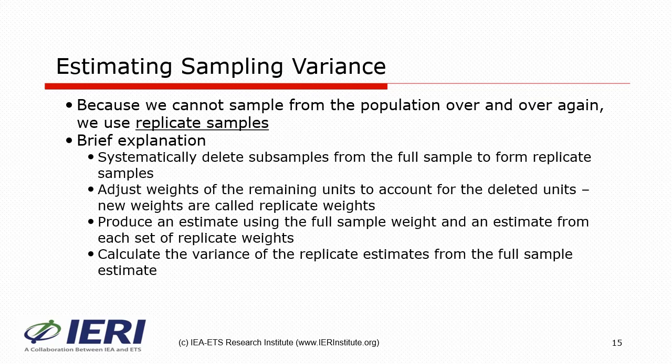Because we cannot sample from the population over and over again, we use replicate samples to estimate the sampling variance. By replicates, we mean that we systematically delete subsamples from the full sample to form replicate samples. We adjust the weights of the remaining units to account for the deleted units, and the new weights are called replicate weights. We then produce an estimate using the full sample weight and an estimate from each set of replicate weights. And we calculate the variance of the replicate estimates from the full sample estimate.